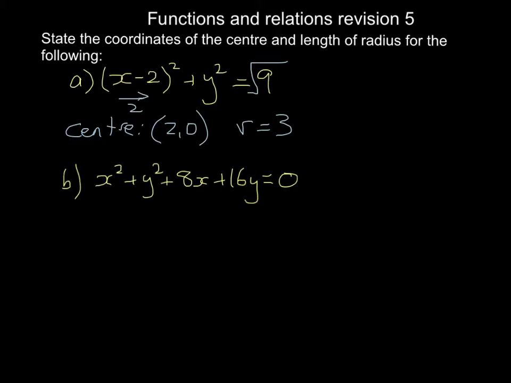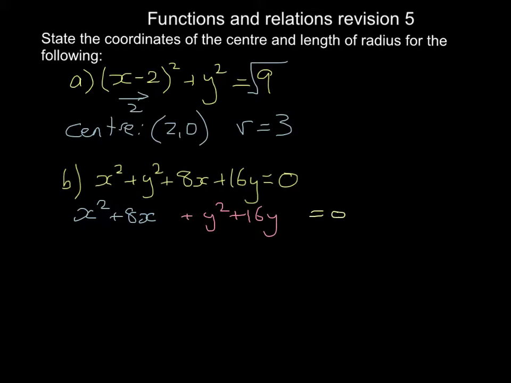Next one won't be quite as easy. We're going to have to complete the square with this one, so we'll need to separate things up a little bit. So I'm going to rearrange this equation. X squared plus 8x, and in a different colour I'll get the y components. So it'll be plus y squared plus 16y. That's all equal to 0.